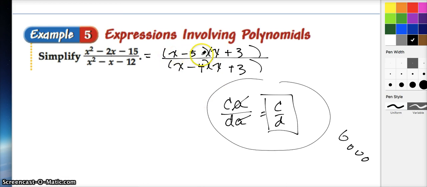So now x minus 5 is a number. x plus 3 is a number. x minus 4 is a number. x plus 3 is a number. These are the same numbers being multiplied. Literally, I can cancel them out.